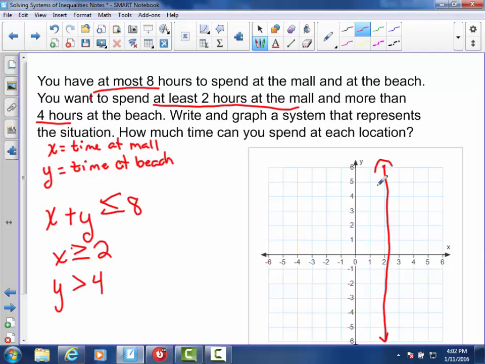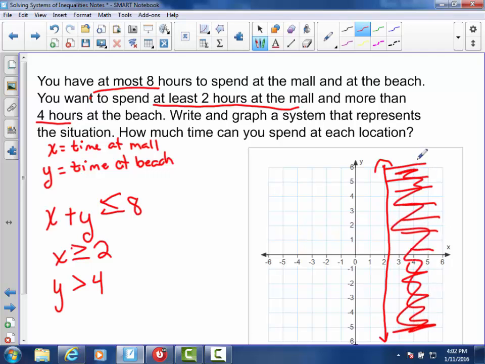And it's solid, and the numbers are greater to the right, so this is our shaded area to the right. I'm going to change up colors. At y is greater than 4, that's a horizontal line at 4, and it will be dashed because it's strictly greater than 4, so we're doing our dashed line, and we're shading up because they're greater than.